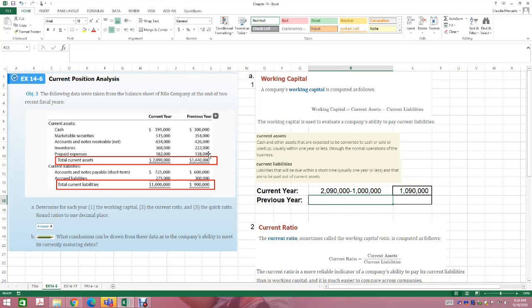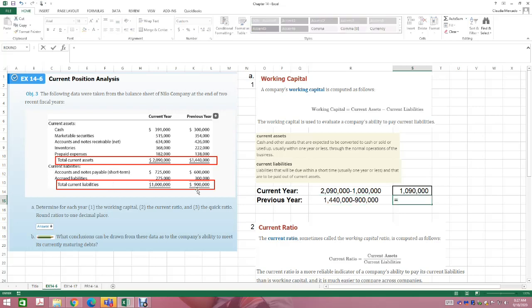Now I'm going to do the same thing for the previous year. For the previous year, my current assets are $1,440,000 minus my current liabilities of $900,000. Let's see what that gives me. That gives me $540,000. So my working capital for the current year is $1,090,000, and for the previous year is $540,000, and I'm getting that information from the data provided from a balance sheet. So that is the first item that we're being asked to calculate: working capital.